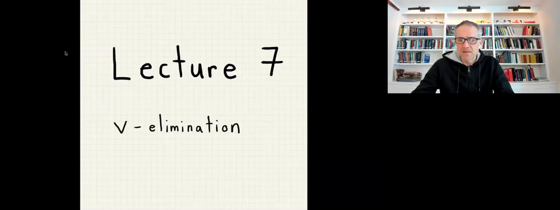This is the 7th installment of Philosophy 201 Introductory Logic. Today, our topic is the rule of inference called or elimination, also known sometimes as proof by cases.